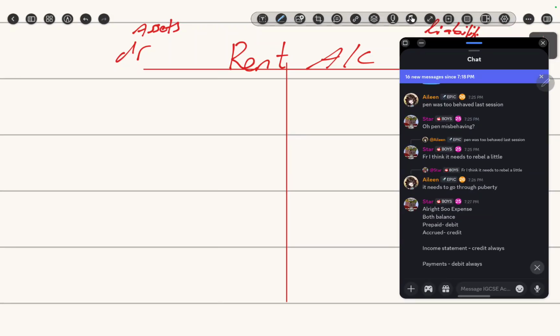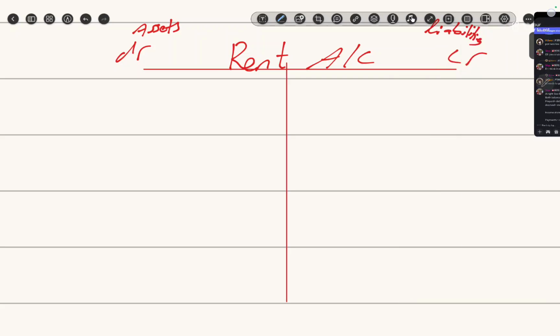So expenses, both balance, prepaid debit, accrued credit, income statement. I don't know what you're trying to say, but whatever.